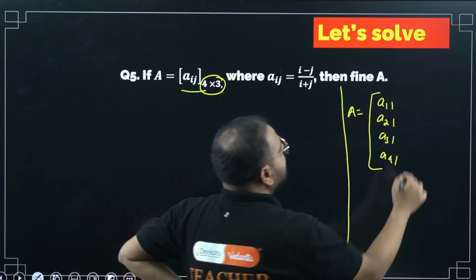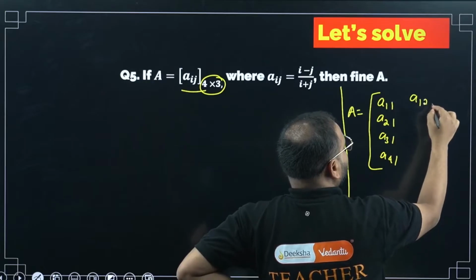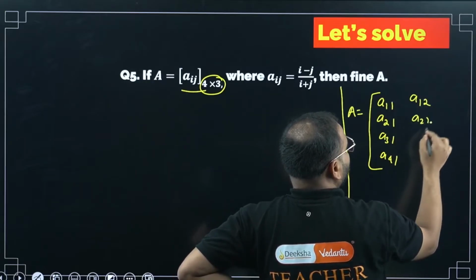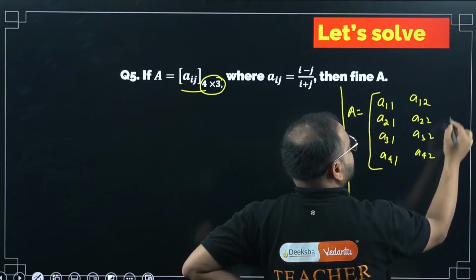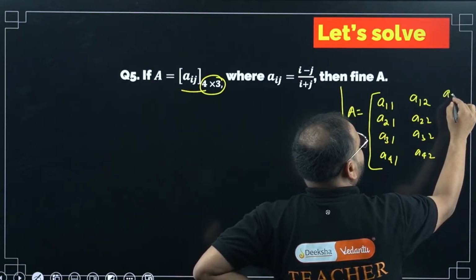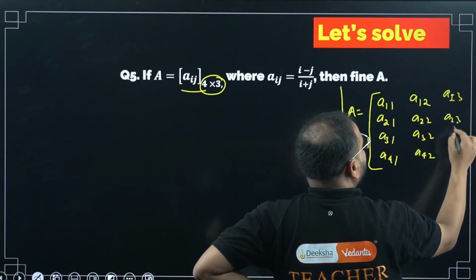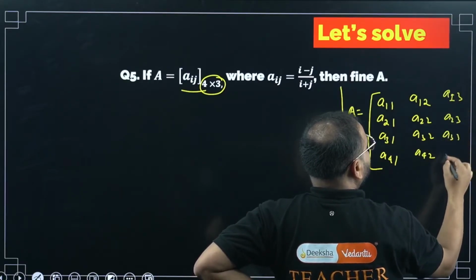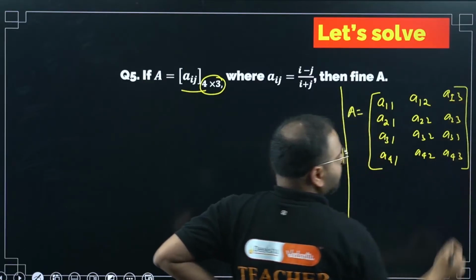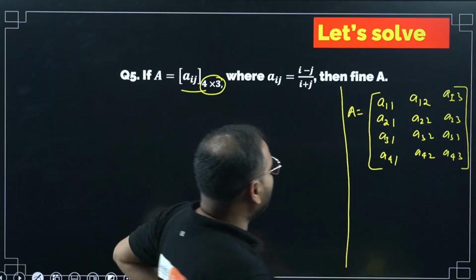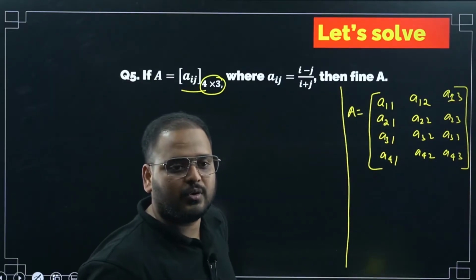For the second column, this will come as A12, A22, A32, A42. In the same way the last one, A13, A23, A33 and A43. This is the matrix, right? I hope you can see this is 1 actually.